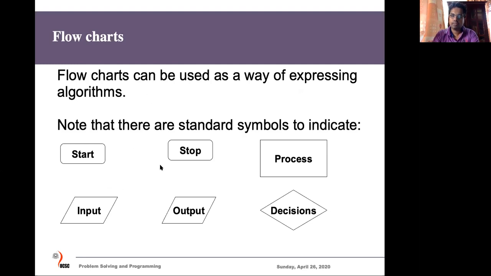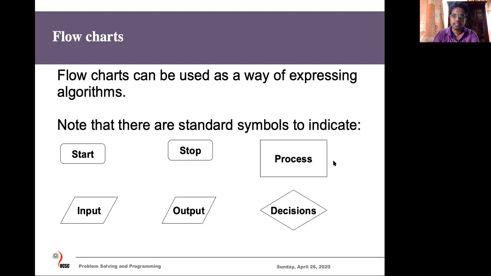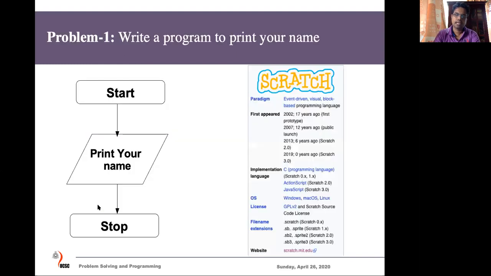So in the basic flowchart, it has 6 symbols: start, stop, process, and sequence. Process means sequence is process. Decisions, or what we call condition, output, and input. So using these 6 symbols, we try to visualize it. So that's what we try to learn.